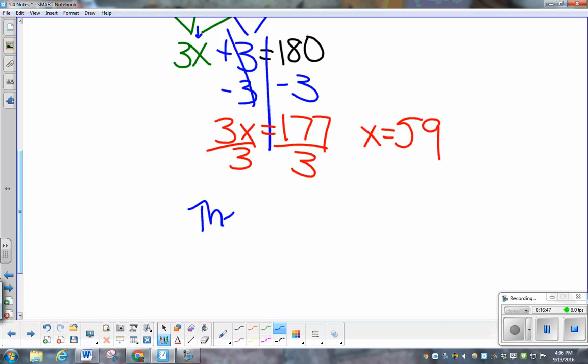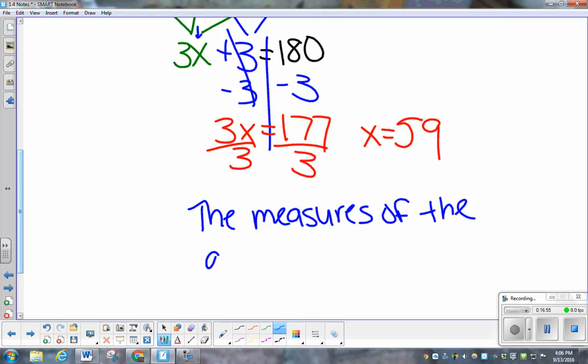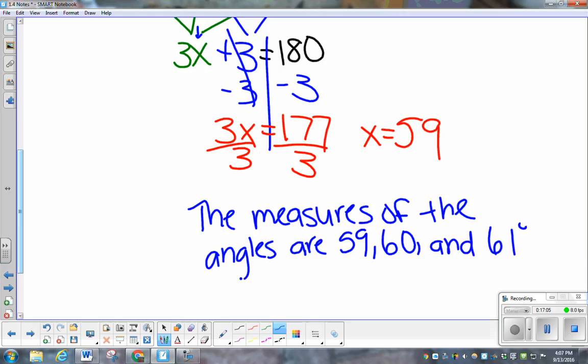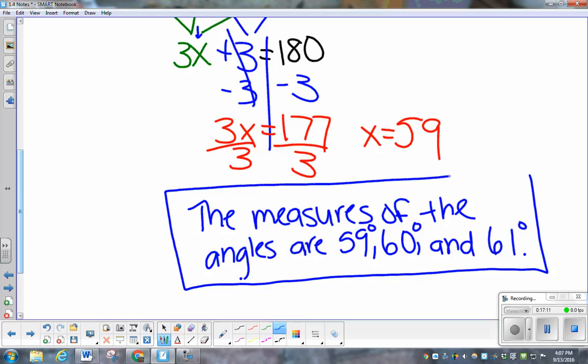The measures of the angles are 59, 60, and 61. And instead of writing degrees, I'm just going to put my degree symbol on each of those. That would be a complete answer. So always, always, always go back and check and make sure you're actually answering what the problem asked.